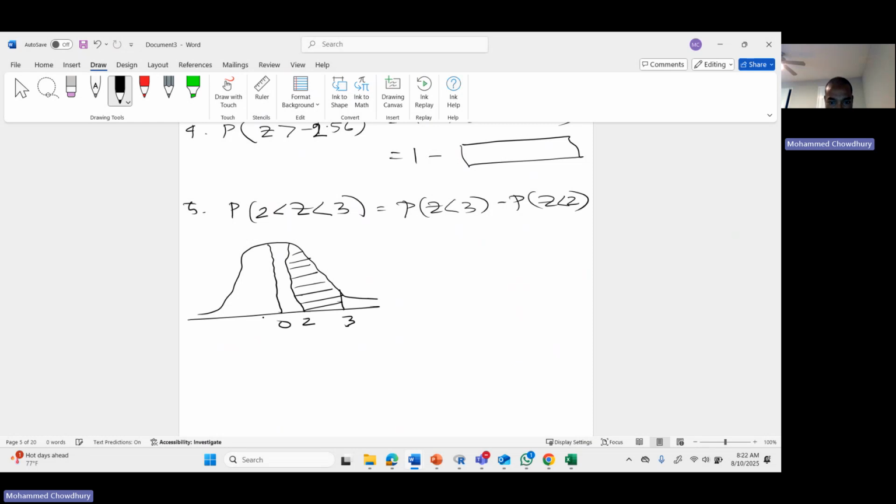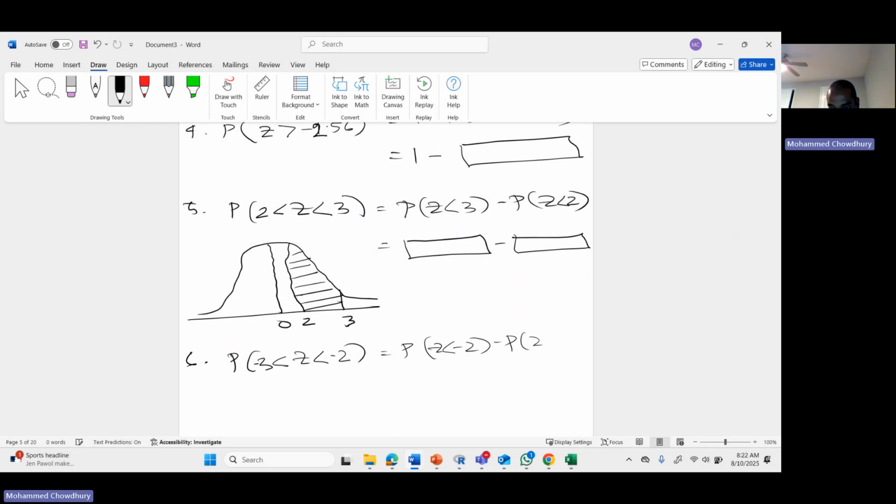Okay, so that means you are getting these things here. You can write the R or Excel code. You will get your results. So now you can also do number 6, probability of Z between negative 3 and negative 2, which you can do as probability of Z less than negative 2 minus probability of Z less than negative 3. Now you can plug in the Excel code or R code in order to get this value.